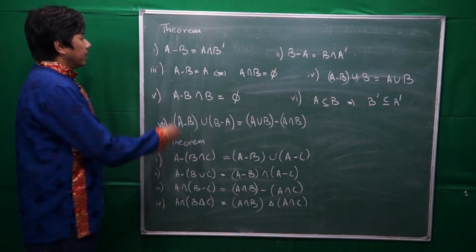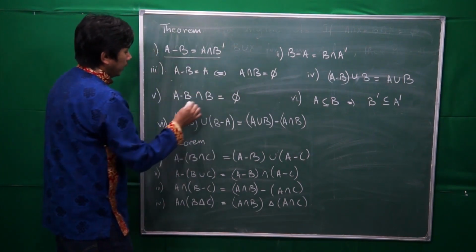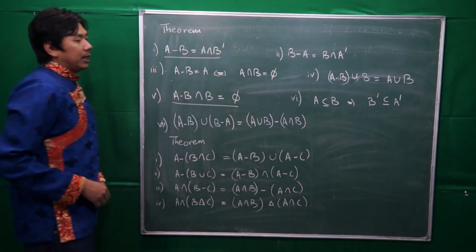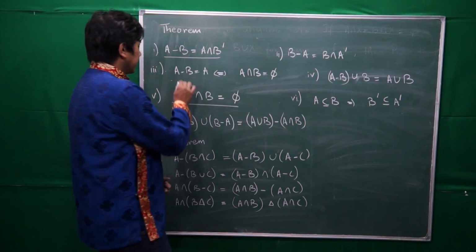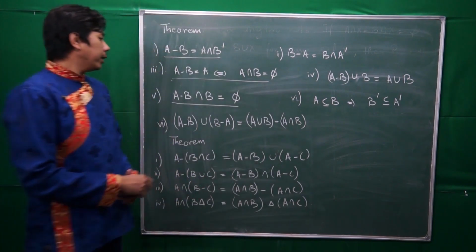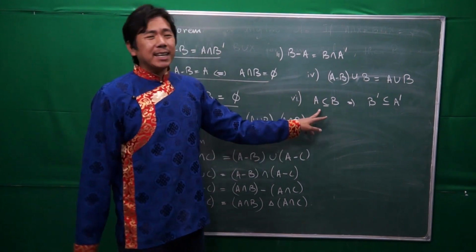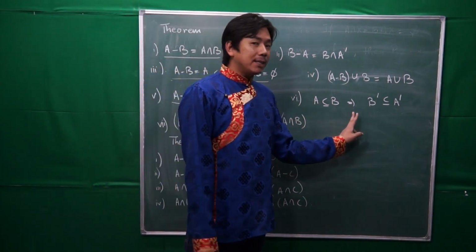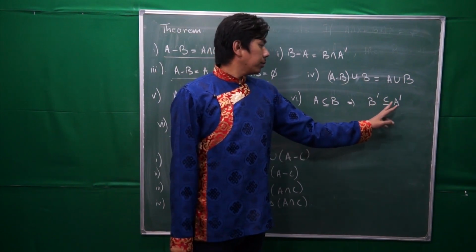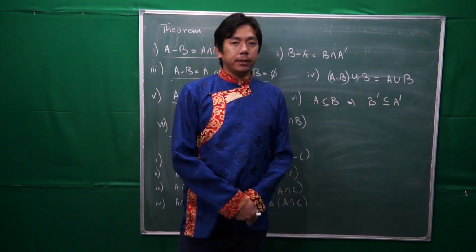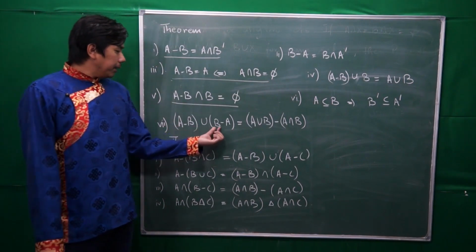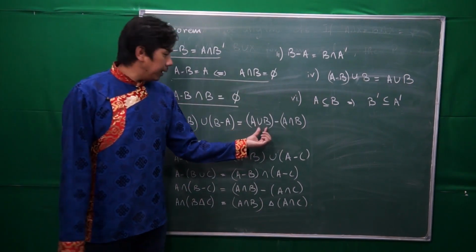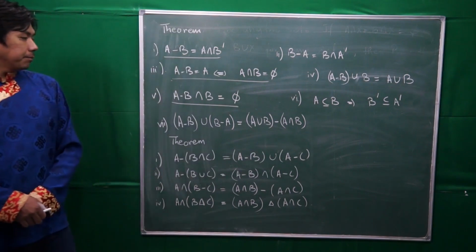So certain theorems are very important. They come about again and again in every question. All right. And then fourth is, if A is a subset of B, then that means that B complement is also a subset of A complement. Okay. A minus B when united with B minus A would give me A union B minus A intersection B.